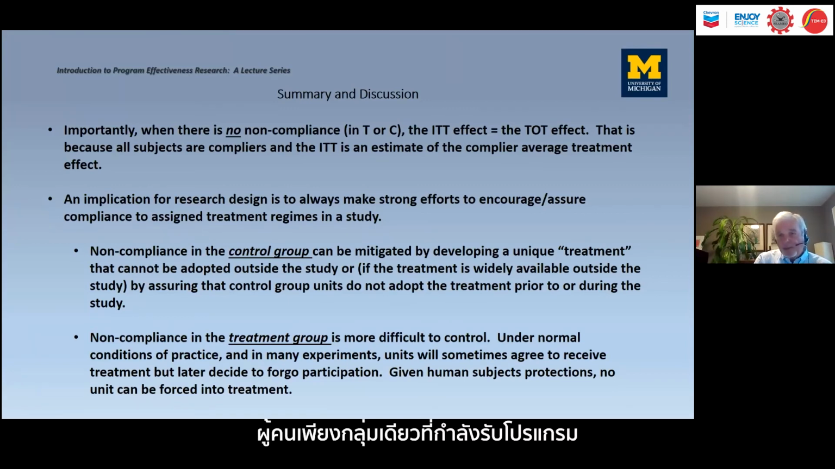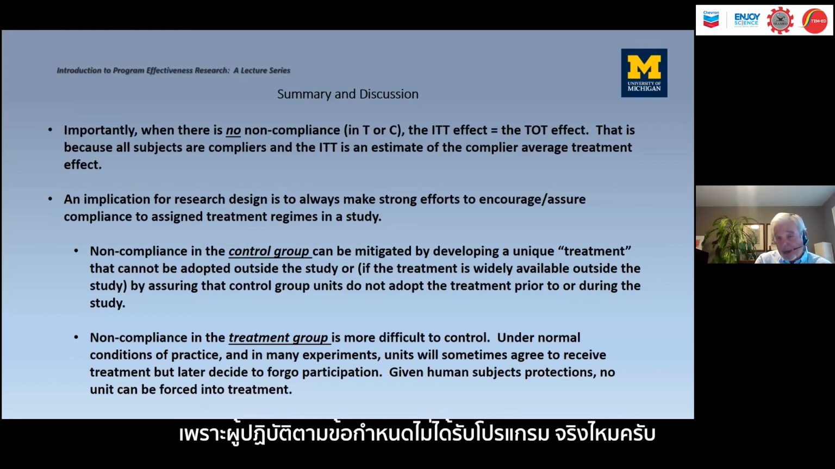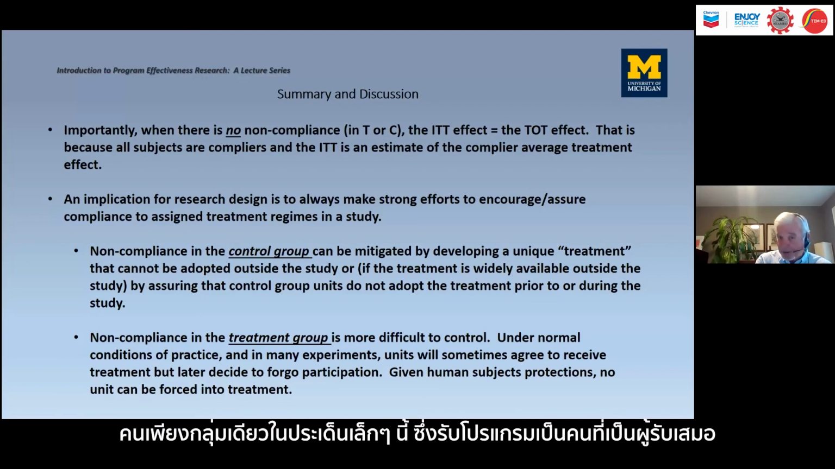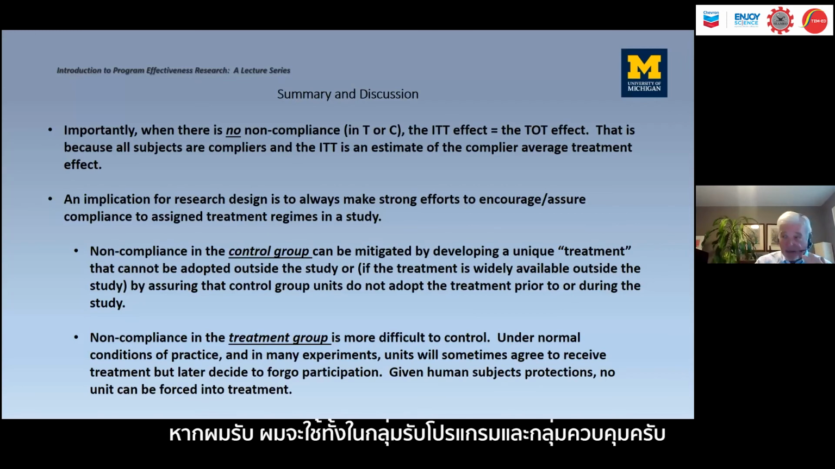The only people who are taking up treatment in the control group are always takers. So I don't have to worry about compliers taking up the treatment, because the compliers aren't taking up the treatment, right? The only people in this little scheme who take up treatment are always takers. So the question is, can I get an objective measure or some cutoff score that says, yes, I took up treatment? And by the way, if I have that, I'm using it in both treatment and control.